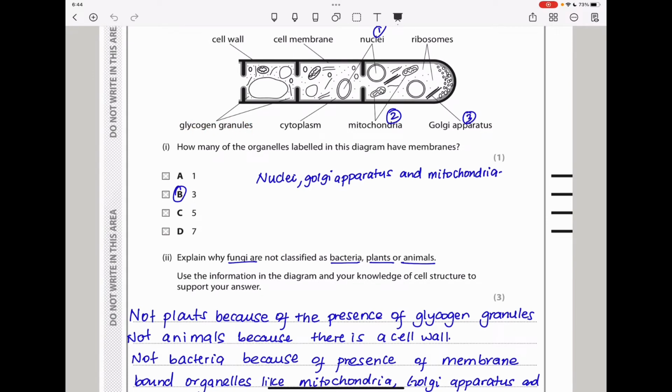So they can never be plants because plants do not store glycogen. And we can see here they have a cell wall. Animal cells can never have a cell wall, so they're not animals because they have a cell wall. And then because they have the mitochondria, they have the nuclei, they cannot be bacteria.